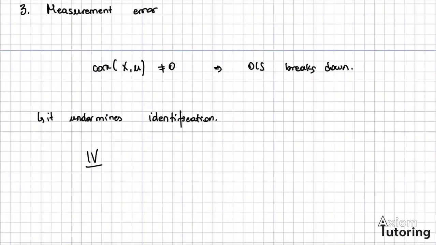So overall, endogeneity occurs when a regressor is correlated with the error term, making OLS estimates biased and inconsistent and preventing causal interpretation. In the next video, we'll focus on the instrumental variable, so stay tuned.